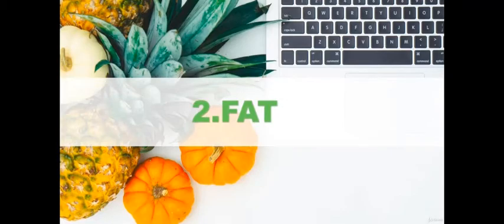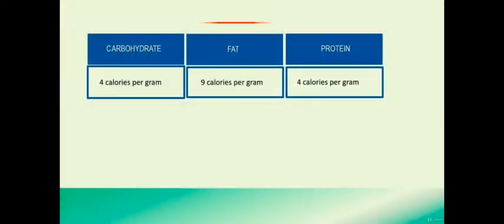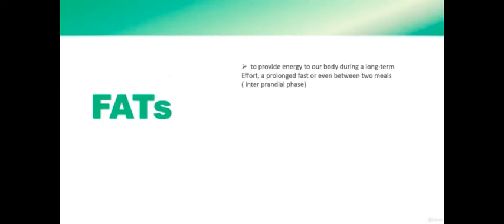Fats are the densest energy available to your body. Each gram of fat contains over twice the calories of a gram of carbs or protein. Fats or lipids are stored in our body through triglycerides. These reserves allow us to provide energy to our body during a long-term, after a prolonged fast, or even between two meals. We call it the interprandial phase.